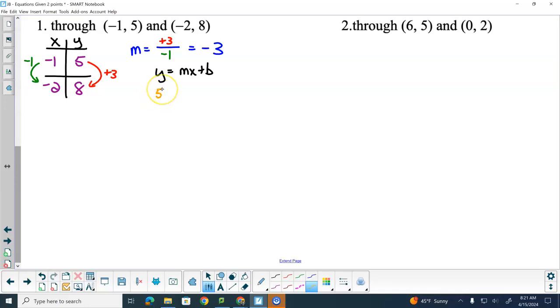5, yep. 5 equals -3 times, plus m. Because we use that top one. We don't go to the bottom line at all. Kind of forget about it. I'd say cross it out, but I don't want you to cross it out.